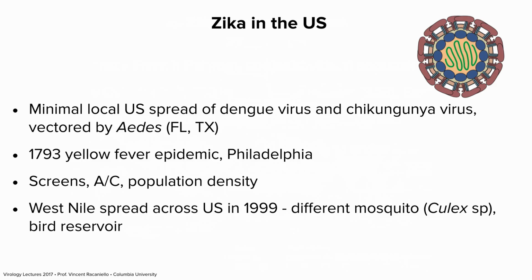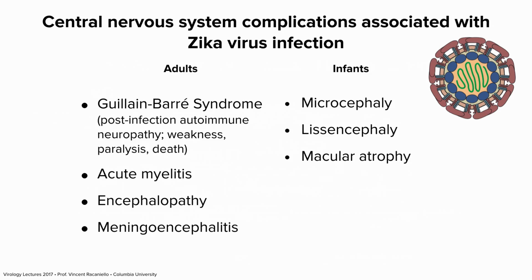And now you may say, well, West Nile spread across the US in 1999. Well, that was very different. It's a different mosquito with different biting habits, and there is a bird reservoir for West Nile. So those two differences probably help. Culex species are throughout the US, whereas Aedes, of course, is restricted.